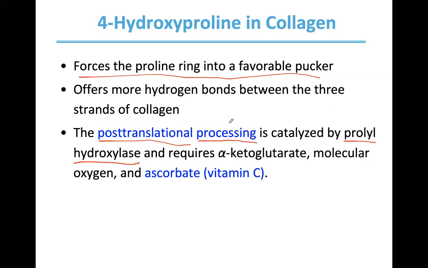Remember, I asked you last time what that meant. After the protein has been translated on the ribosomes, the enzyme comes in and puts that hydroxyl group on the protein. The enzyme requires alpha-ketoglutarate, molecular oxygen, and ascorbate, vitamin C. It requires vitamin C. The left page is empty for us to write down a few things.